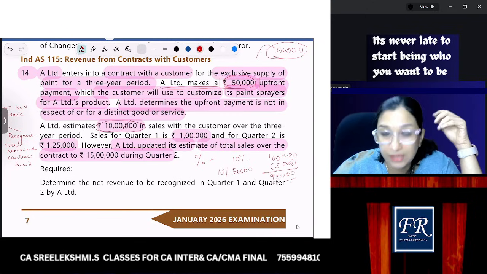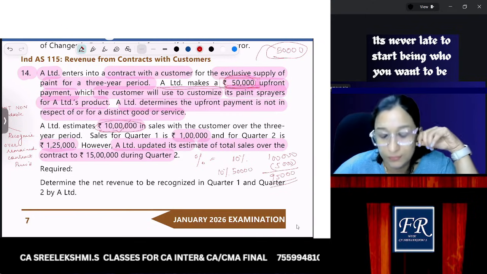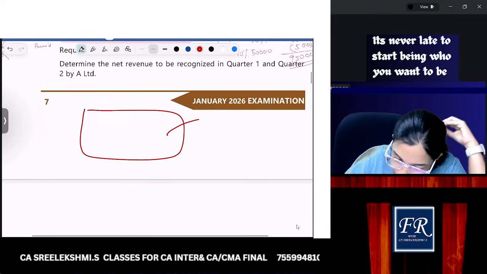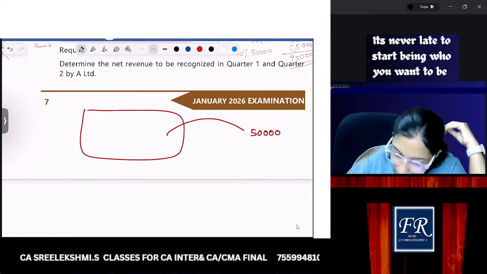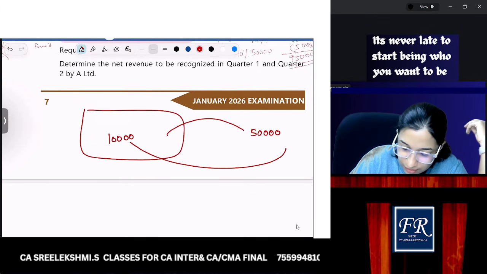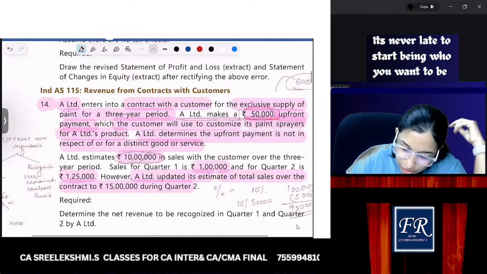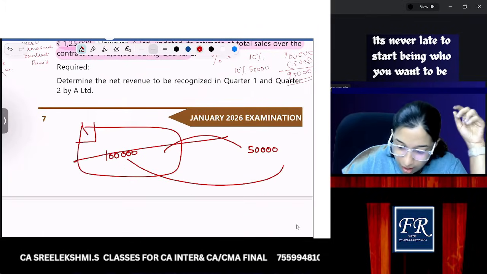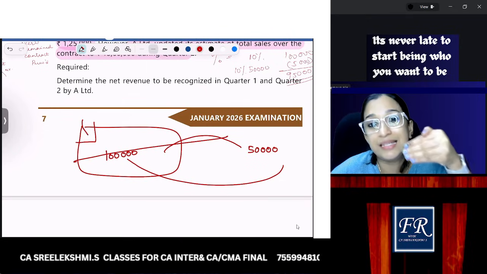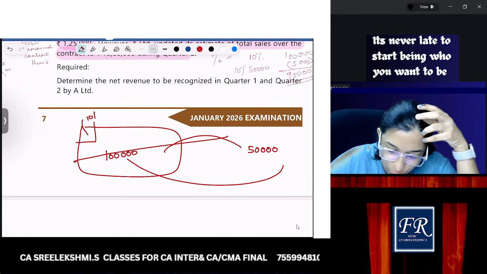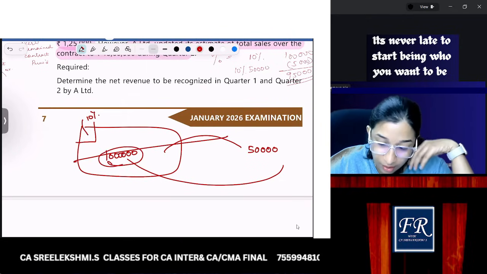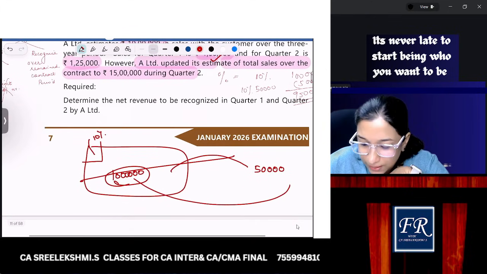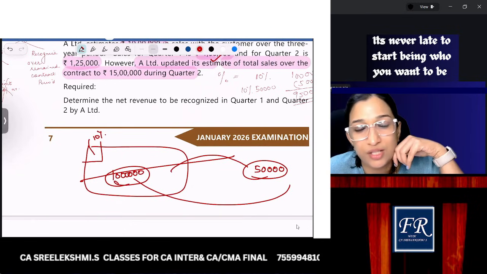is 95,000. So in this contract, I am paying 50,000, I am getting 10 lakhs. This 10 lakhs is not just for 1 year, this is for 3 years. So in the first quarter, how much upfront fee can be adjusted? I found out the percentage out of the total 10 lakhs. 1 lakh is in Q1, which means 10% in Q1. So 10% of 50,000 is adjusted. Did you get that?